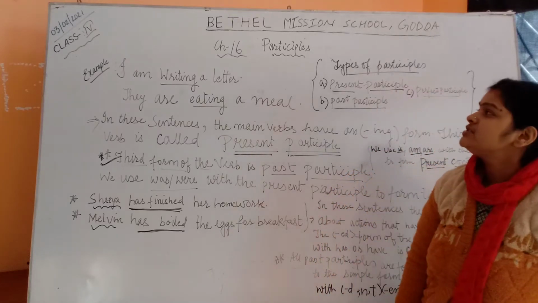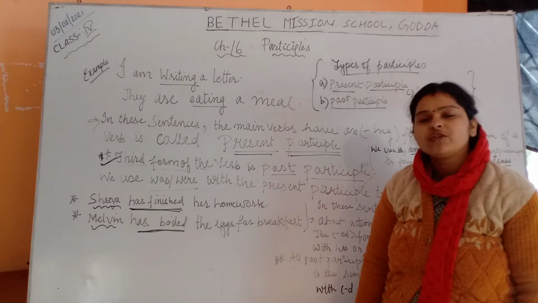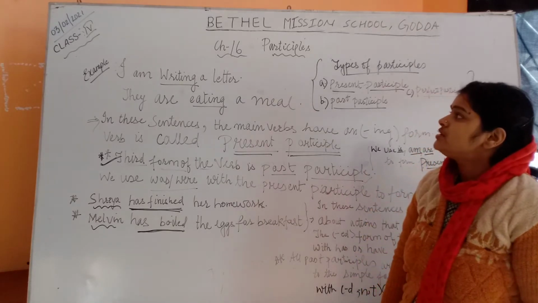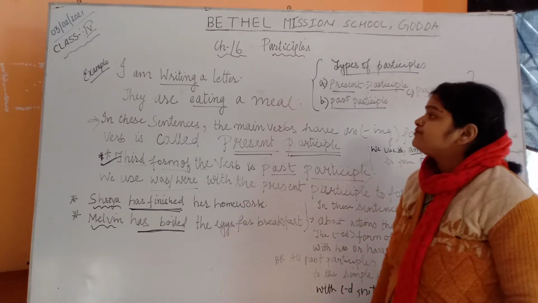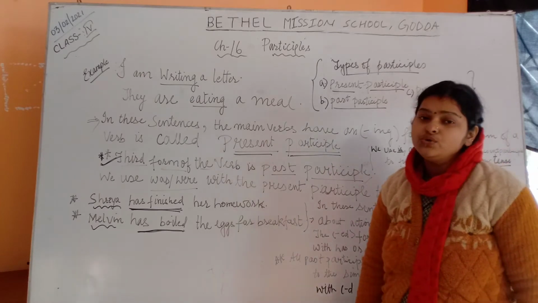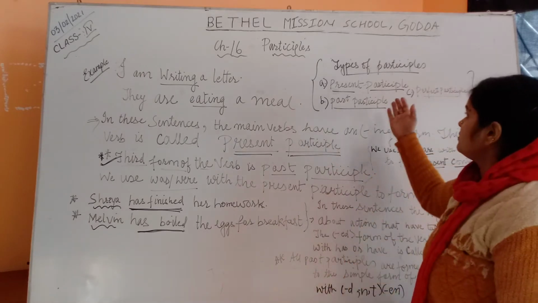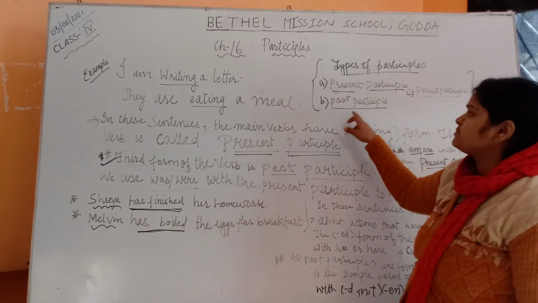Today I would like to discuss a new chapter, which is participles, from your English grammar book of class 4. Okay. So children, this chapter number 16, participles, gives us an explanation about the types of participles and how to use them. Okay. So there are three types of participles, as we know.